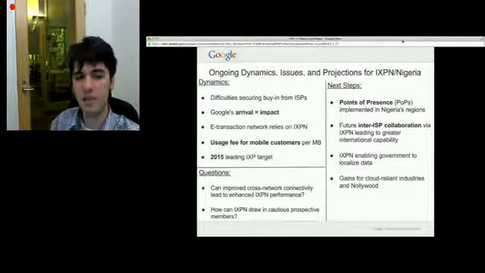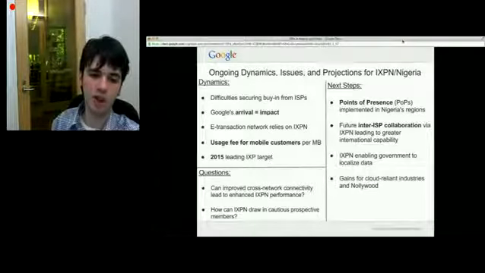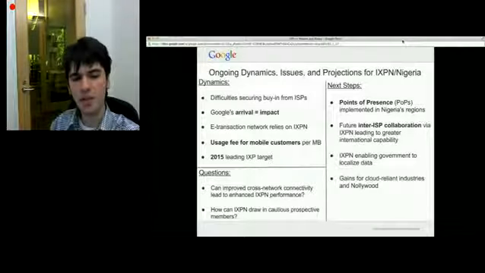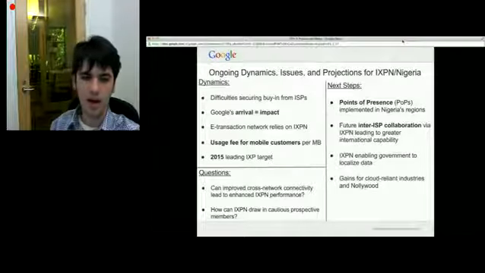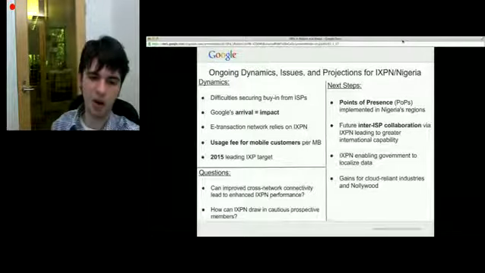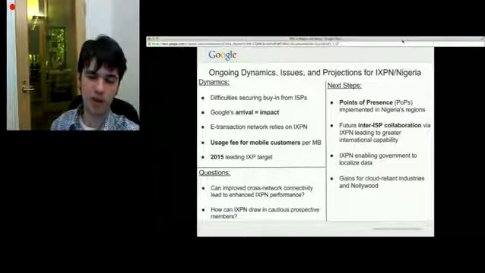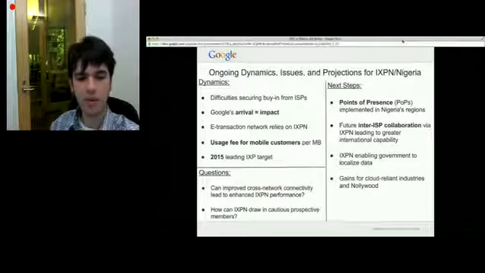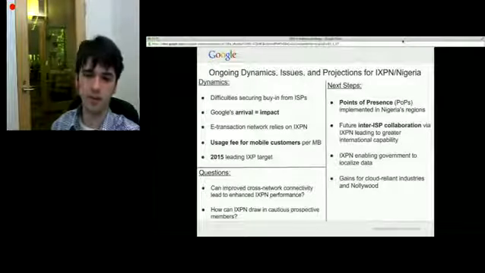And while they haven't yet become a regional hub, they've got a target for 2015 to become a leading IXP. And so with all of that said, there are some questions, which are, can improved cross-network connectivity lead to enhanced IXPN performance? It's unclear what would need to happen for stronger inter-ISP cooperation to occur, just like was mentioned in Kenya's case, and also what can the IXPN do to draw in cautious prospective members.